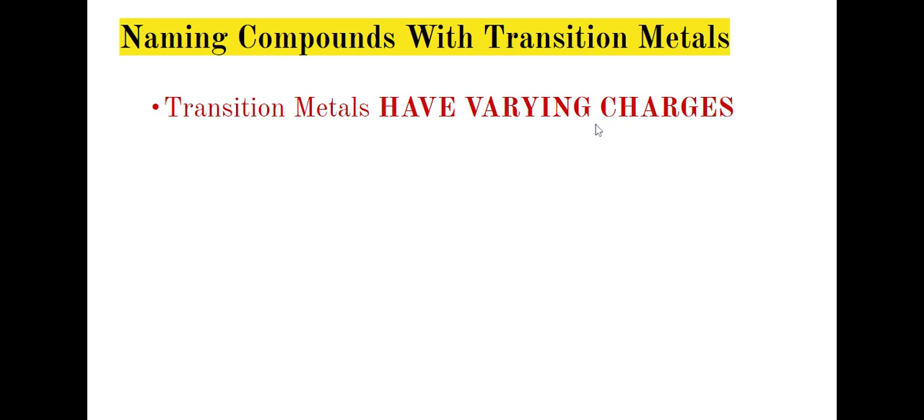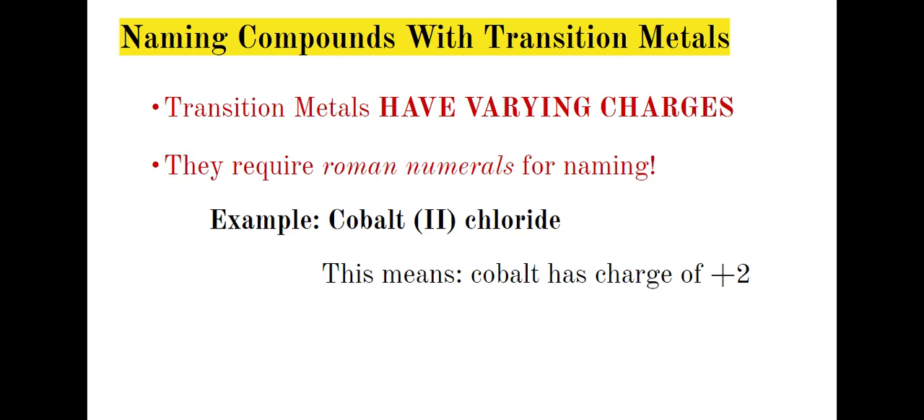How do we name compounds with transition metals? Transition metals have varying charges, which means that they require Roman numerals for naming. So an example of this is cobalt chloride. Cobalt is a transition metal with a charge of 2. So we would write in Roman numerals a 2.